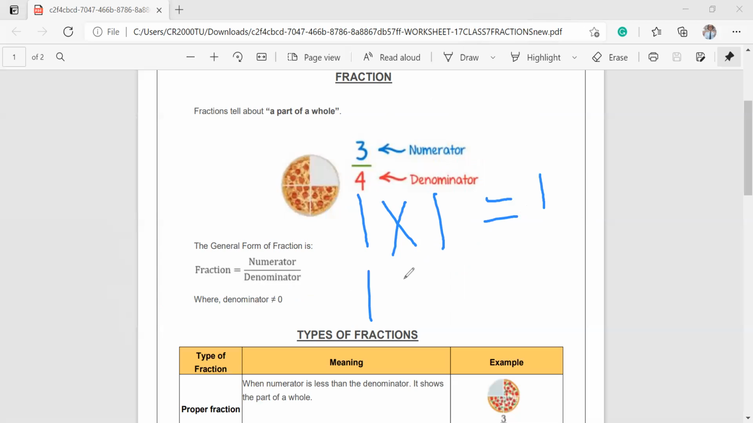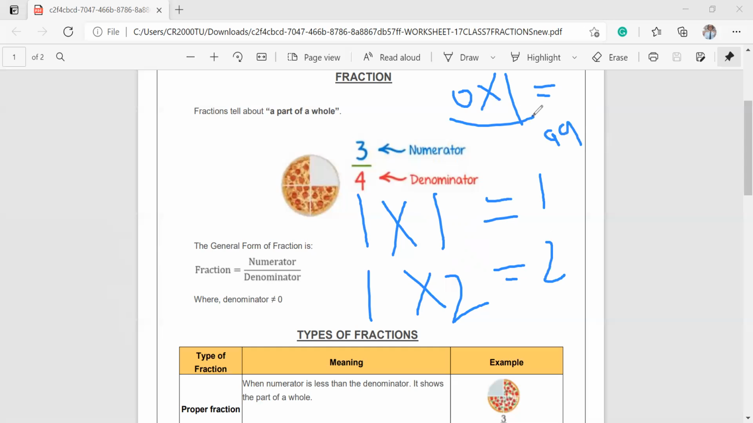If we multiply 1 into 2, what is the answer? 2. In the same way, if we multiply 0 into 1, what is the answer? Now, this is a very difficult question. Many people have failed in this question, and 99% of persons would fail in this question. Why? Because everyone knows that the answer is 0 itself.